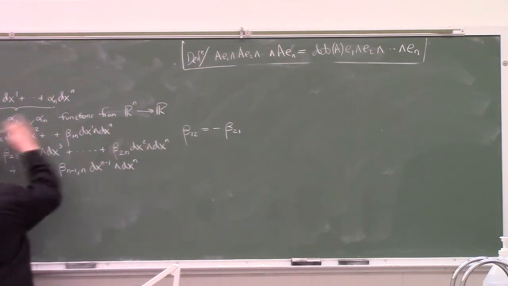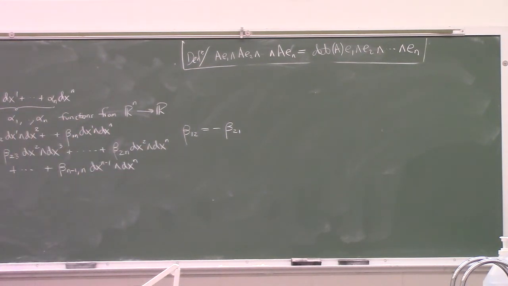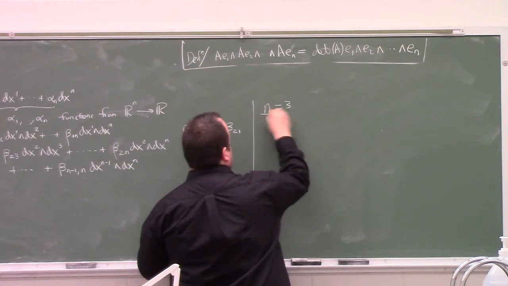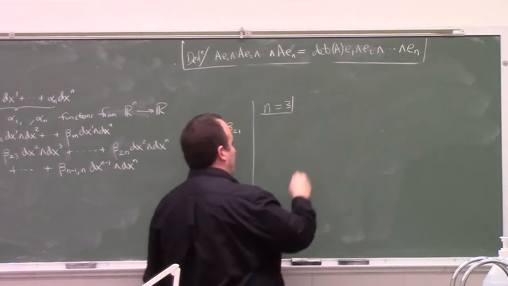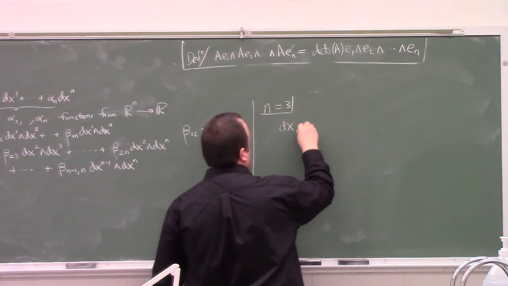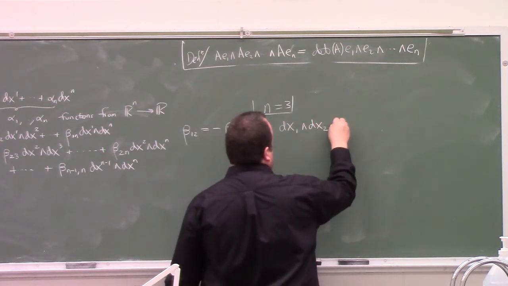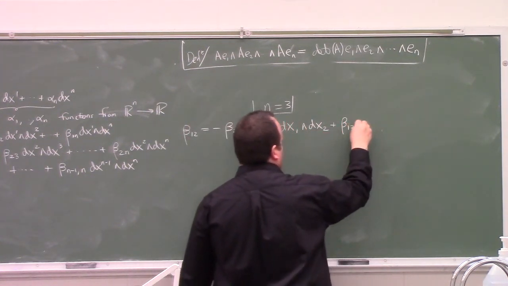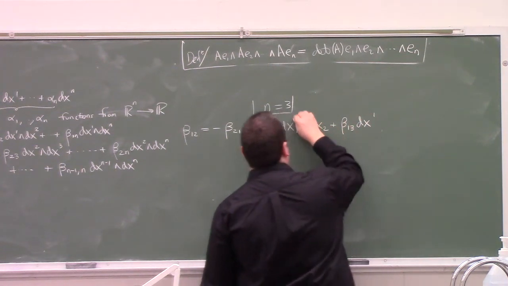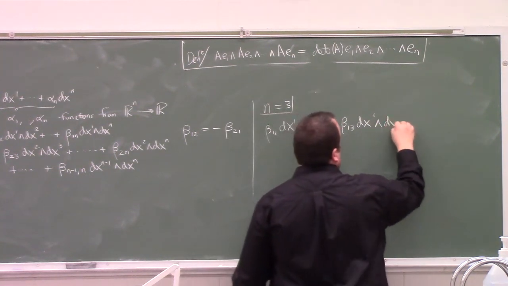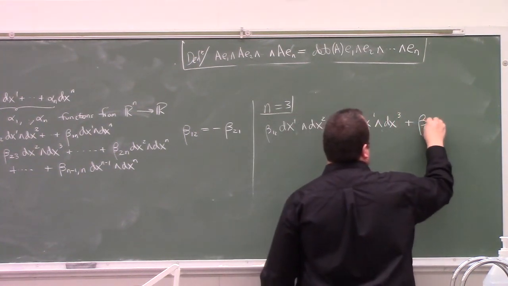How many terms are there? I think it's a problem of combinatorics, right? Here, just for a second, let's just do three dimensions. How many are there in three dimensions? Dx1, dx2, so that'd be like beta 1,2. And then 1,3. And then 2,3, and then you're done.